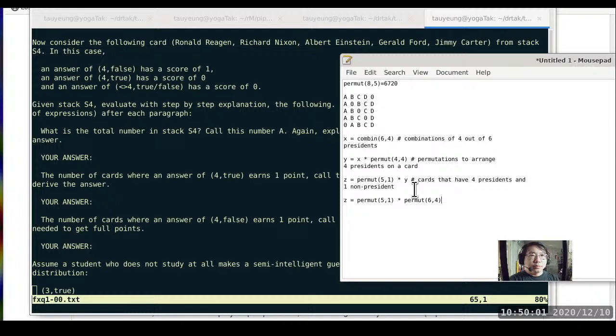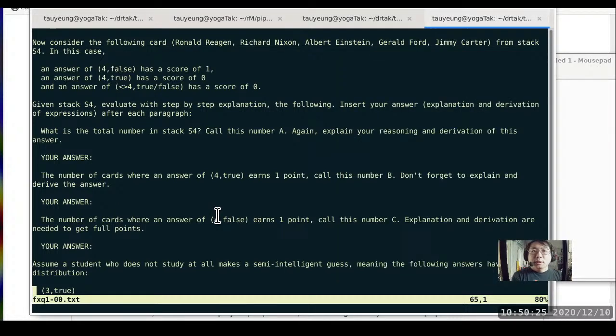Are there any questions? No questions. Okay. So I'm going to give you the exact number here. So we have permut 5, 1 times permut 6, 4, and that number turns out to be 1800. So there are 1800 cards in stack S4.